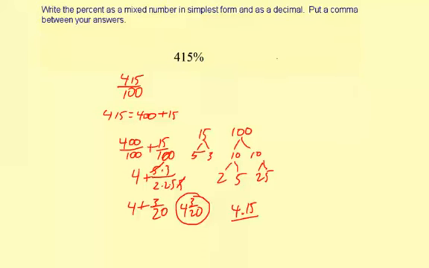So the mixed number in simplest form and a decimal, put a comma between your answers. Here's how you would enter your final answer. I'll write it up here. 4 and 3/20ths, comma, 4.15. So these both say the same thing as 415%.